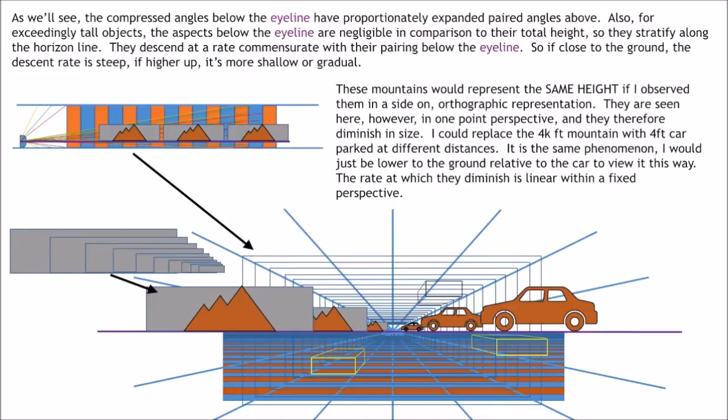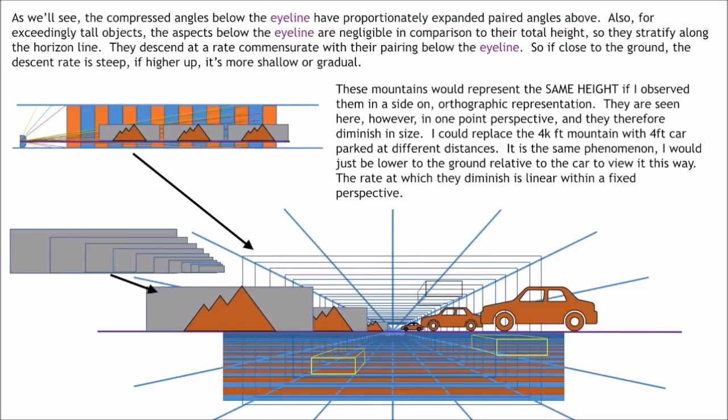Keep that in mind. Or as I move left and compress the left angles, the angles on the right expand, and so on and so forth. Also, for an exceedingly tall object, the aspects below the eye line are essentially negligible in comparison to their total height, so they stratify along the horizon line. Like if I was looking at a mountain exceedingly tall, way higher than 6 feet of the observer, let's say, you can essentially view it as being all above the eye line, all along the horizon line.